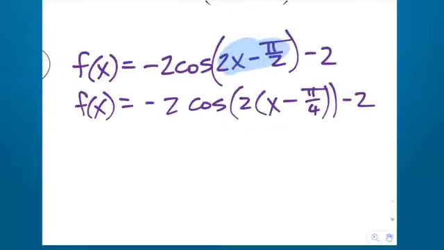So now we need the extra parentheses. And how do you know if it's right or not? What can you quickly do before you proceed? Mentally redistribute. 2 times x is 2x. 2 times negative pi fourths is negative 2 pi fourths. Negative pi halves. We're good.